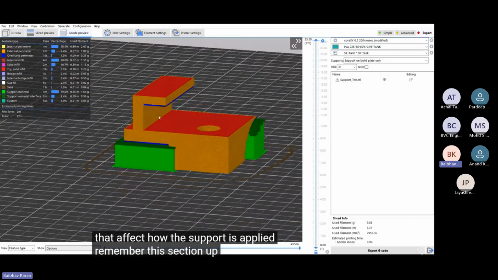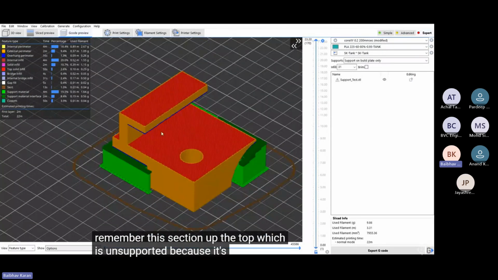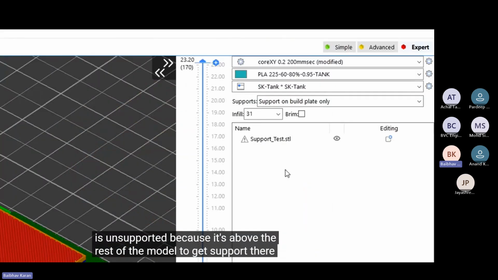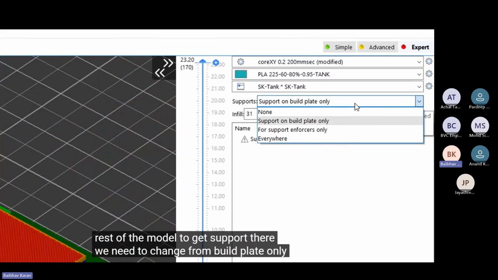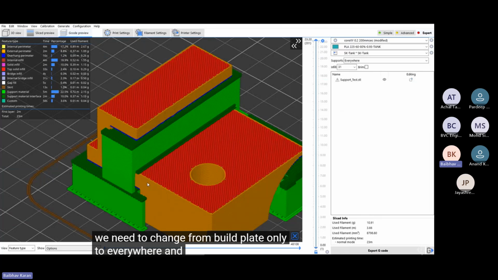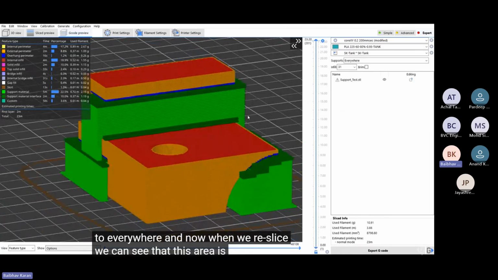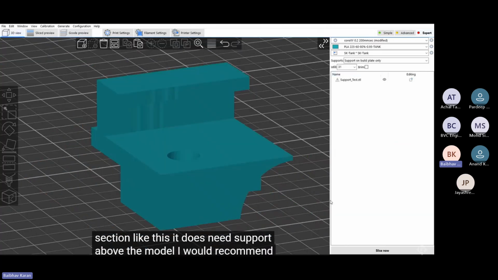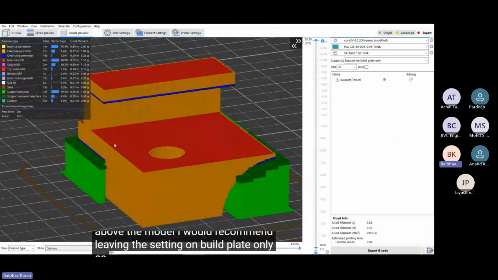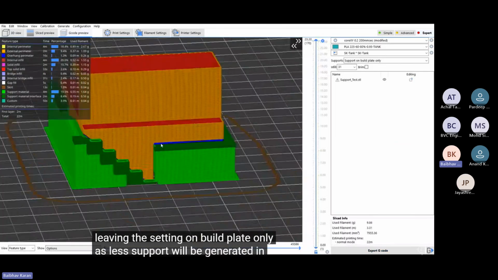Remember this section up the top, which is unsupported because it's above the rest of the model. To get support there, we need to change from build plate only to everywhere. And now when we reslice, we can see that this area is supported. Unless your model explicitly has a section like this that does need support above the model, I would recommend leaving the setting on build plate only, as less support will be generated in general.